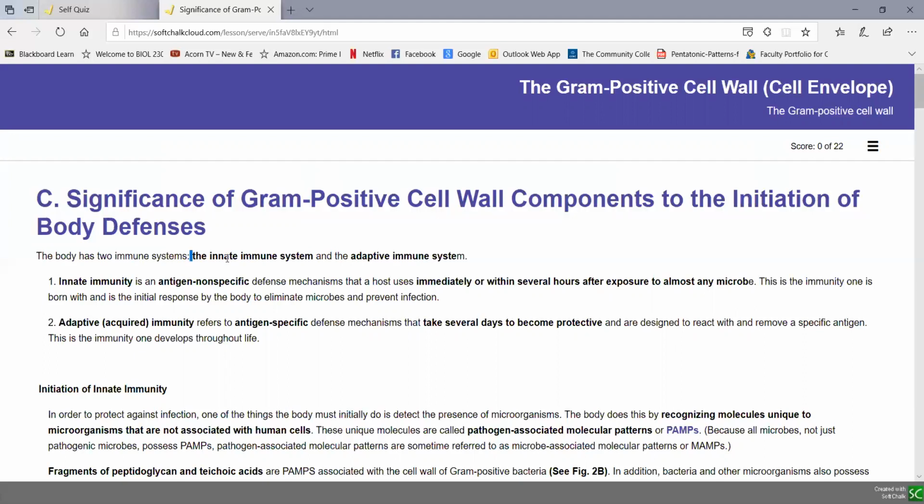Unit 5 is innate immunity. Unit 6 is adaptive immunity. But we need to know the definitions at this point, not at that point. Innate immunity is what we say is antigen non-specific. An antigen-specific defense is adaptive immunity. In adaptive immunity, the body looks for foreign antigens. In innate immunity, we don't look for antigens.